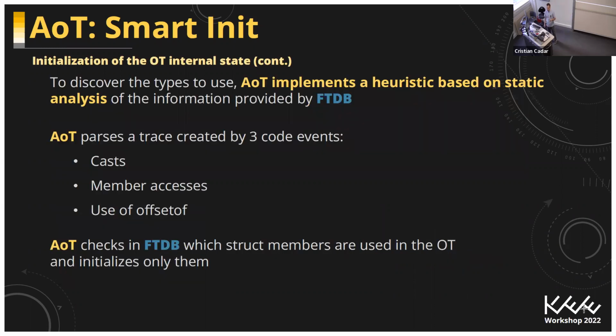In order to discover which types to initialize, AoT implements a heuristic based on static analysis of the information provided by FTDB. It works like this: AoT reads the code line by line, and only looks at certain code events such as casts, member accesses, use of offsetof, because these can affect the type of the parameter. And then we only initialize those structure members which are actually used. This might be important only in some targets. In the Linux kernel, it is very important because some of these structures have a lot of members.